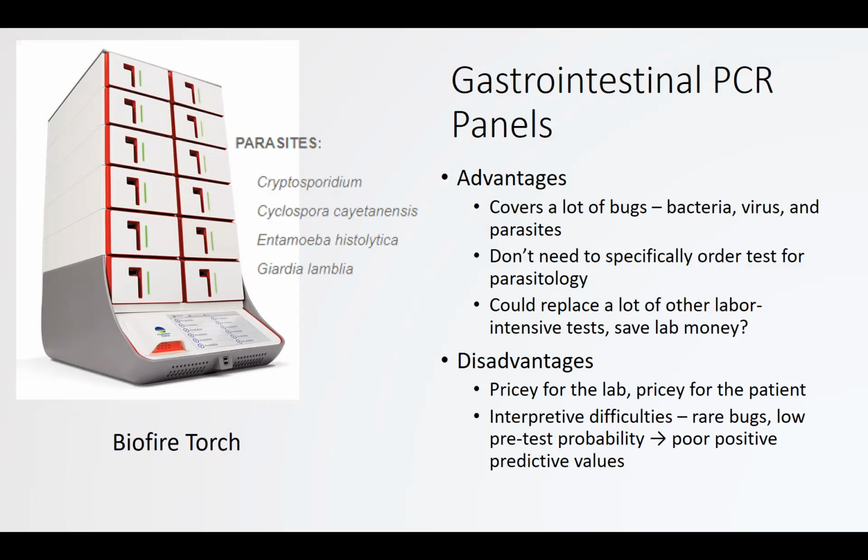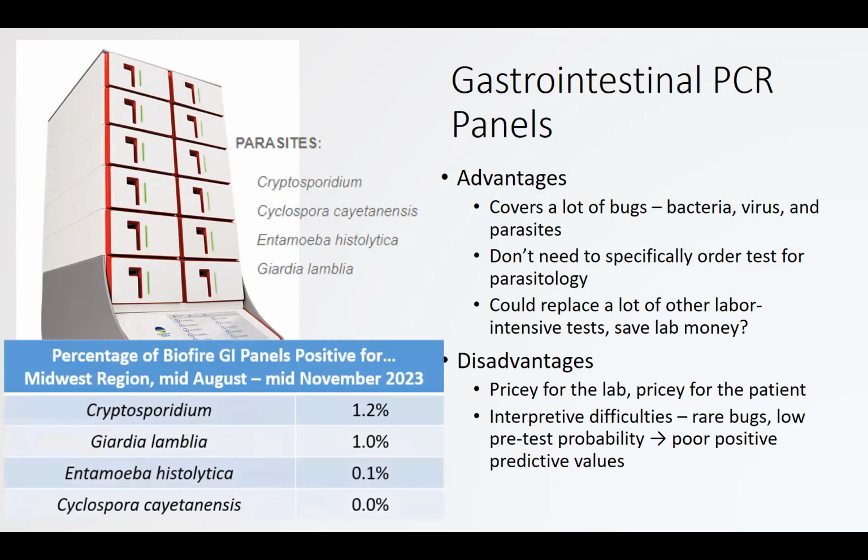I don't see that. This costs more than all of those tests put together, so I don't quite see that. Disadvantages, it's expensive for the lab to purchase, it's expensive for the patient to pay for. And I would also point out the interpretive difficulties. Some of these are very rare bugs, with a very low pretest probability. And as a result, you really have to question the positive results.